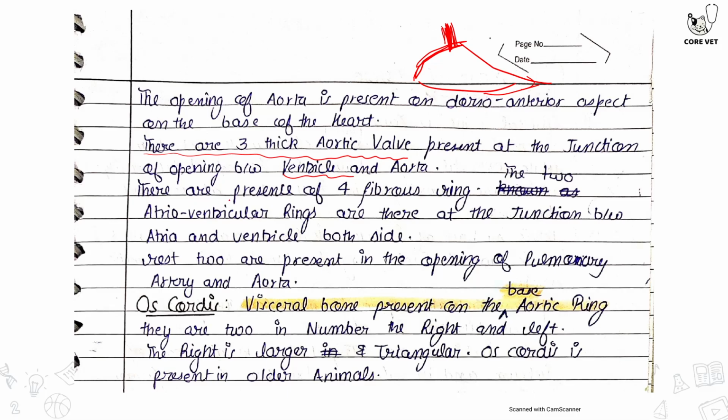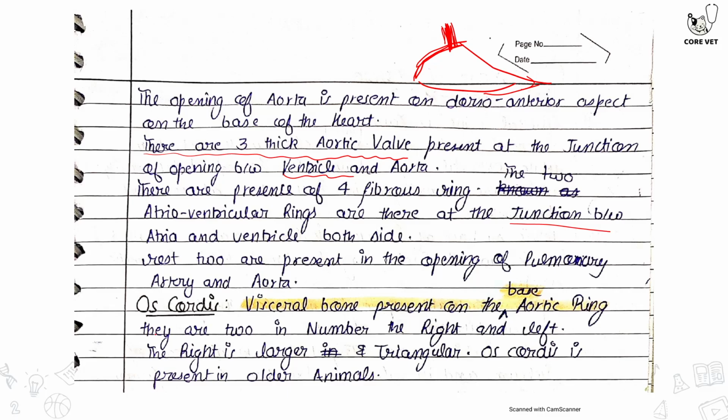There is the presence of four fibrous rings. So we can see that there are two atrioventricular rings. Each ring, two in number, is present at the junction between the atria and the ventricle of both sides. Similarly, the concept goes with the pulmonary artery and the aorta.